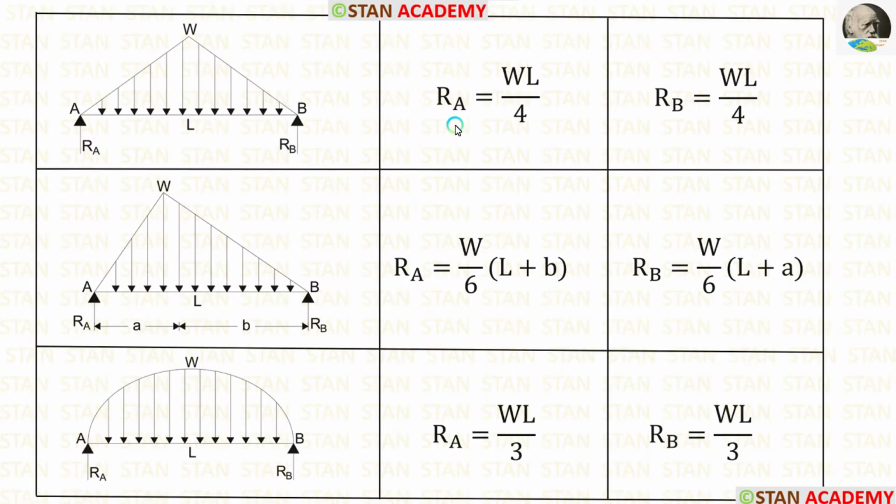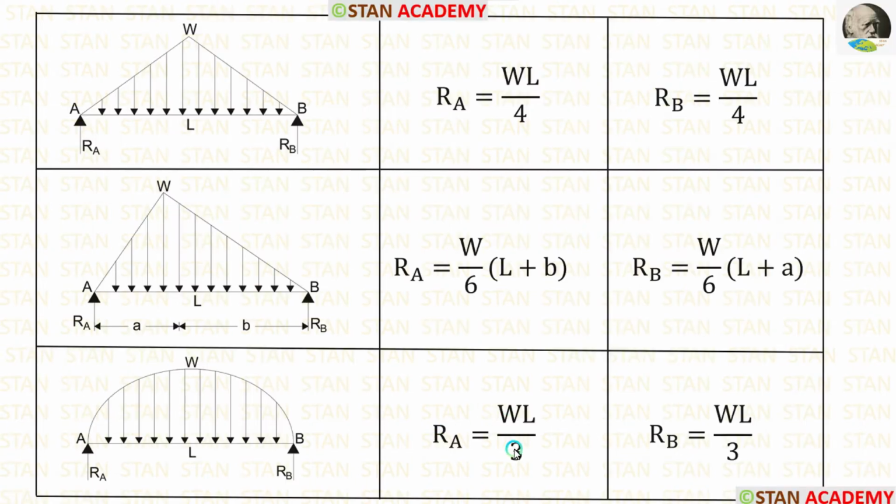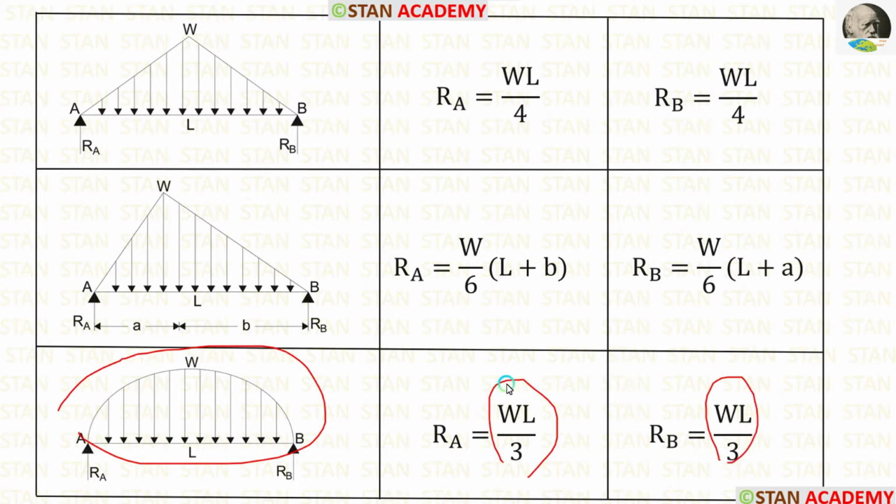Alternatively, using these formulas, we can easily calculate the reactions. By doing so, we can save a lot of time. First, let us take the beam A dash B dash. In this beam, UVL is acting in the parabolic shape. The formula for the reactions are WL upon 3 and WL upon 3. Since it is symmetrical, we are having the same formulas for the reactions.